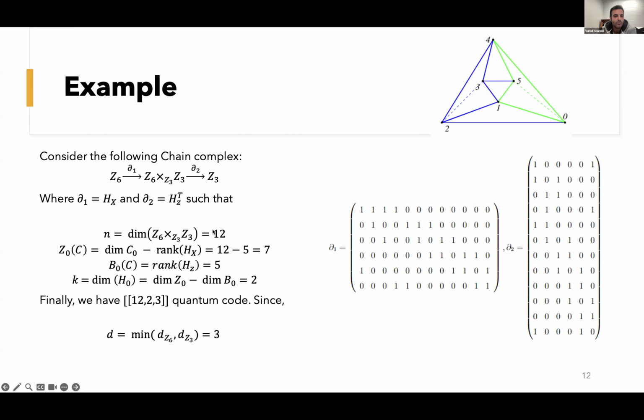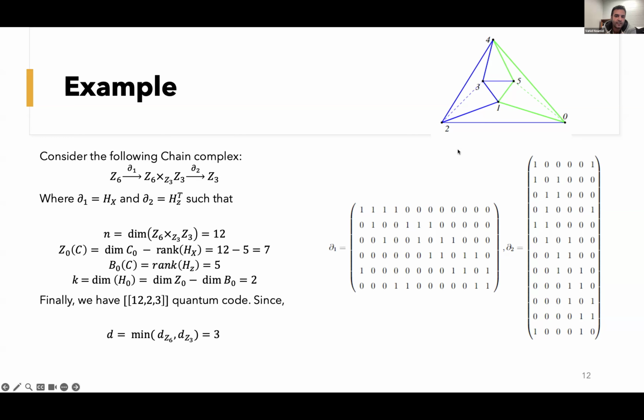Another way to find the number of qubits is to look at the graph. The number of edges is equal to the number of qubits. We have 12 edges in total, and the number of qubits is 12. Also, we have the minimum distance for the quantum code. To find the minimum distance, we must look at the graphs Z6 and Z3. The minimum distance of these two graphs gives the minimum distance of the quantum code. For example, Z6 has a minimum distance of 6 and Z3 has a minimum distance of 3, and the quantum code has a minimum distance of 3.